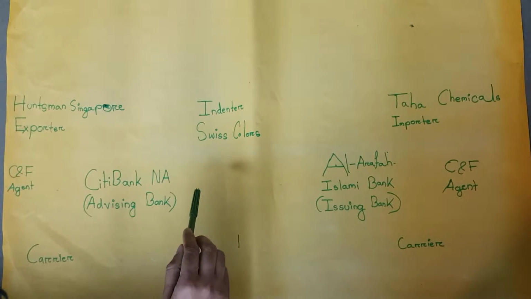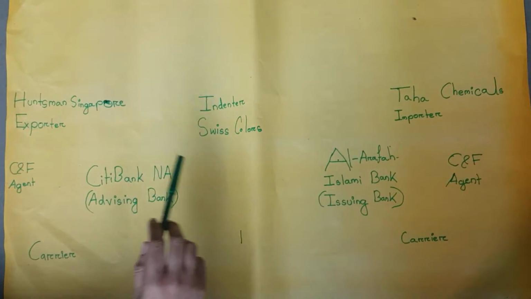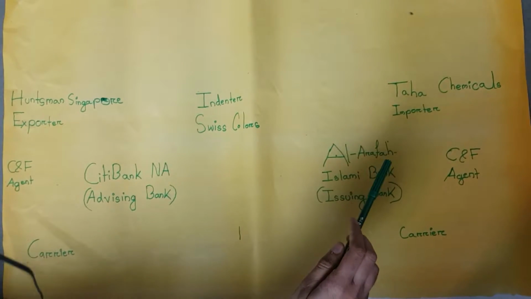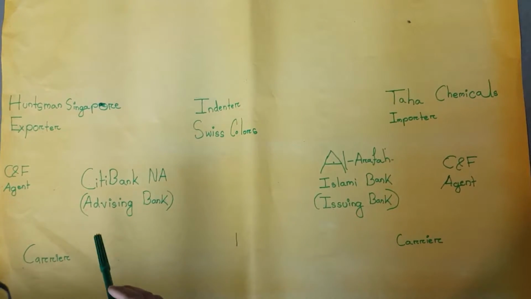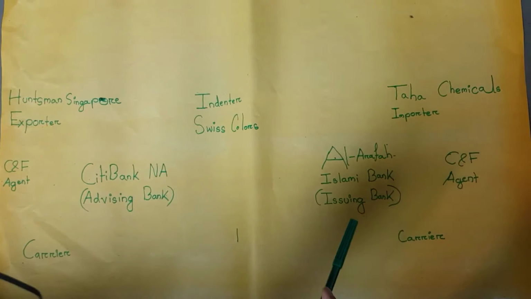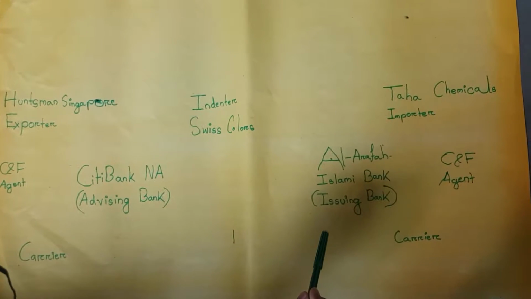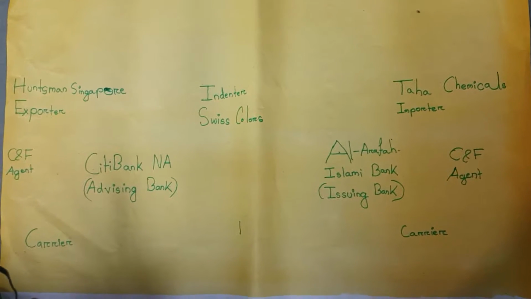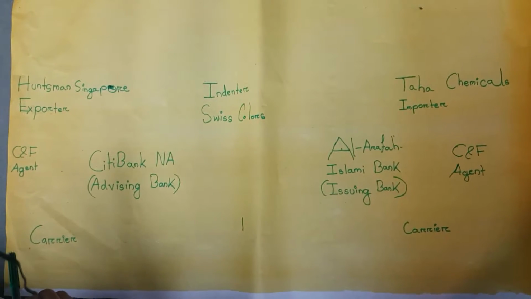where we are the indentor. Swiss Color is the indentor, the exporter is Huntsman Singapore, and the importer is Taha Chemical. The bank of the exporter is Citibank NA, and the bank of the importer is Al Arafa Islami Bank. The CNF agent of the exporter is DHL Forwarding Limited.